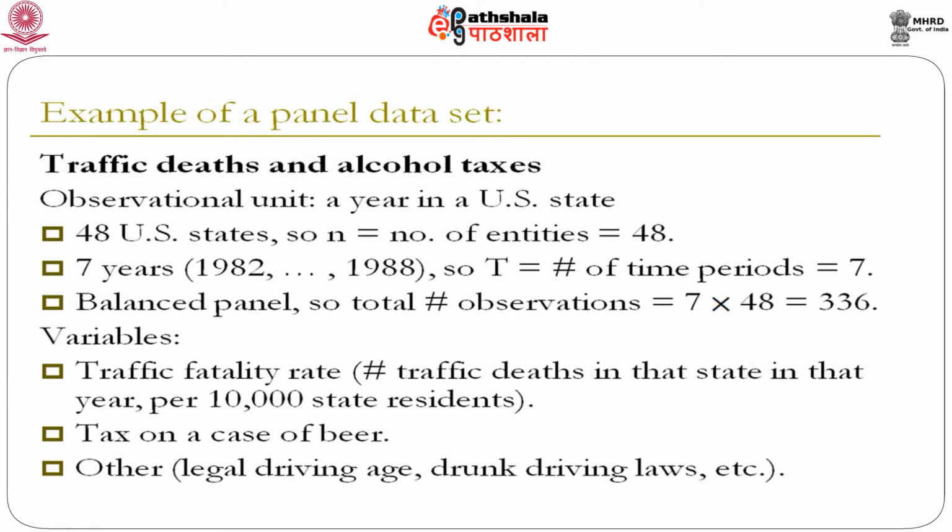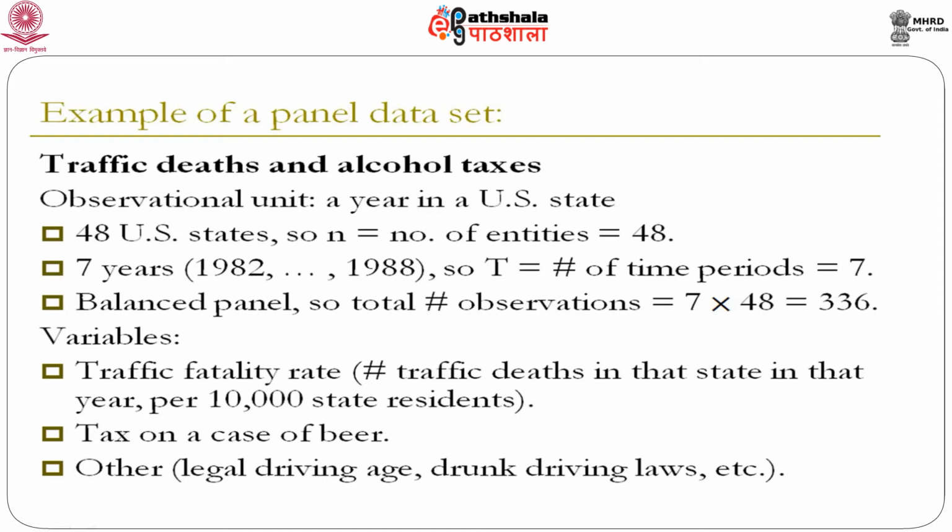Now, an example of a panel data set. Suppose you are considering traffic deaths and alcohol taxes. The observational unit is a year in a US state. Suppose you have 48 US states, so n, the number of entities, is 48. Suppose you have data from 1982 to 1988, so you have altogether 7 years of observations. T is the number of time periods, so it is 7. Here you are considering the case of a balanced panel. So, the total number of observations is 7 times 48, which is 336.